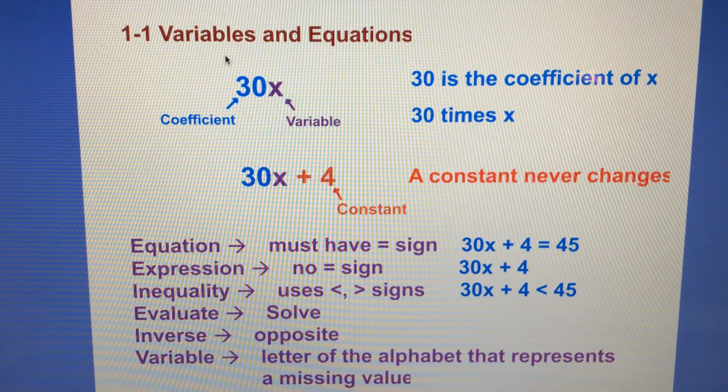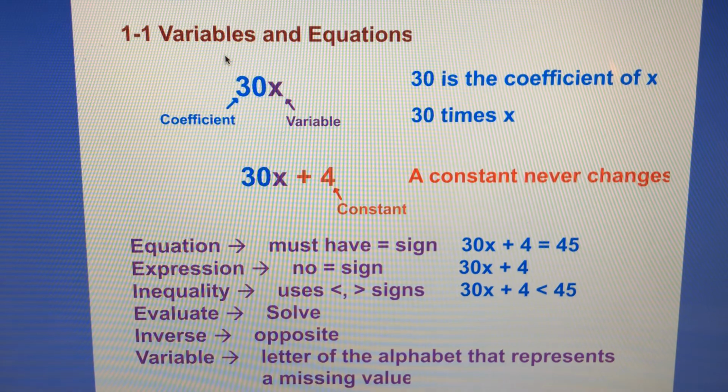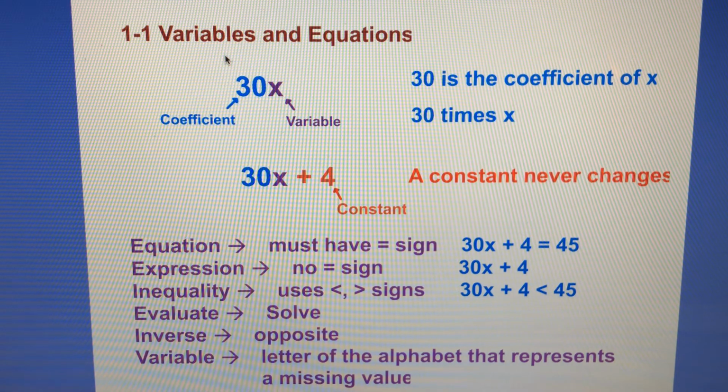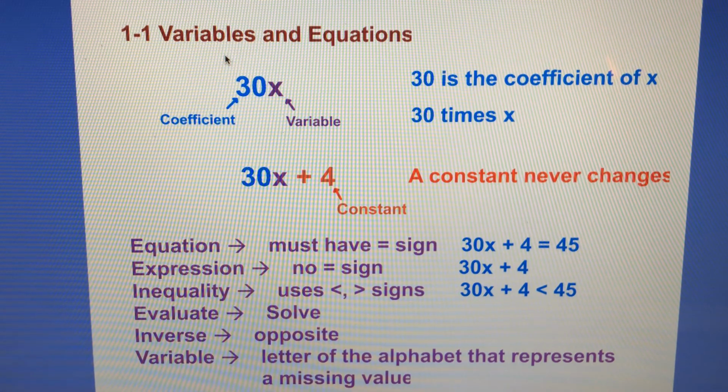Hi, welcome to review of Unit 1, where we are going to do basic operations with integers. We're going to review the rules of integers and basic addition, subtraction, multiplication, and division basic operations. Let's start at the beginning with variables and equations.